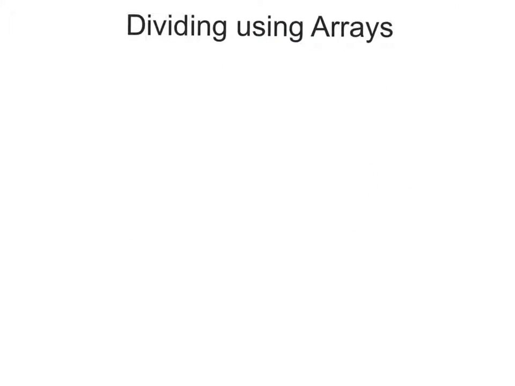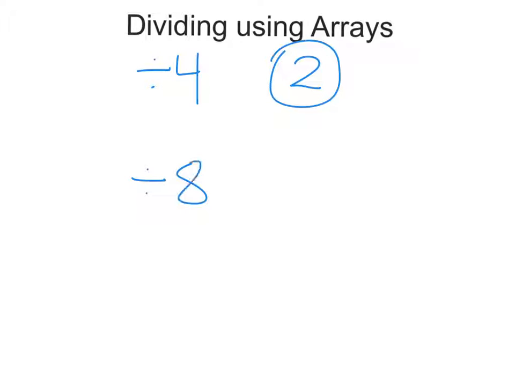So most important to remember is when you divide something by 4, you cut it in half 2 times. And when you divide something by 8, you cut it in half 3 times. That's very, very important to know when you divide using arrays.